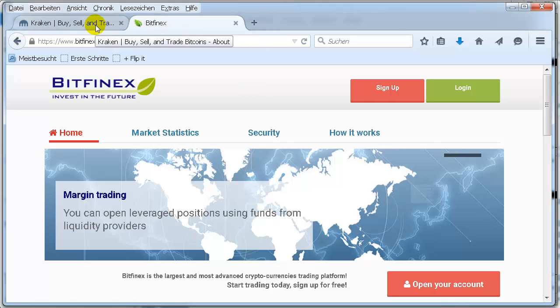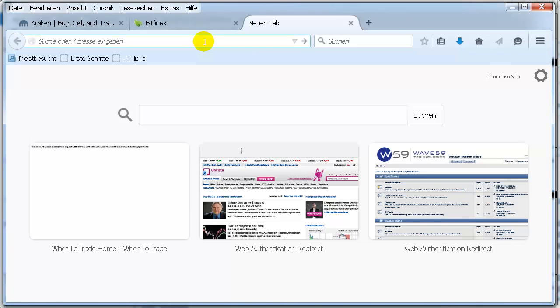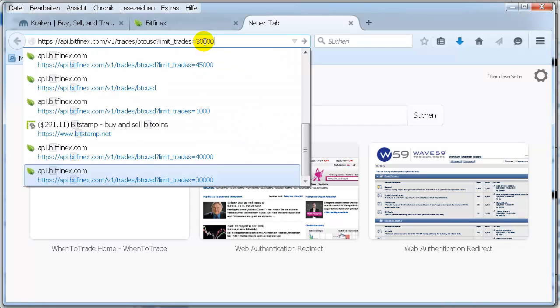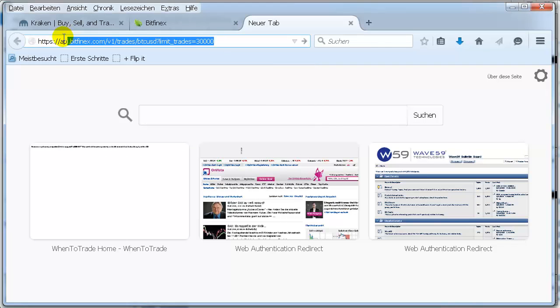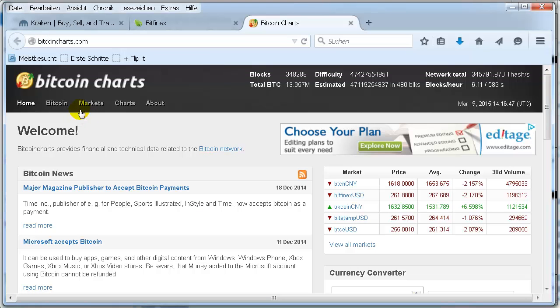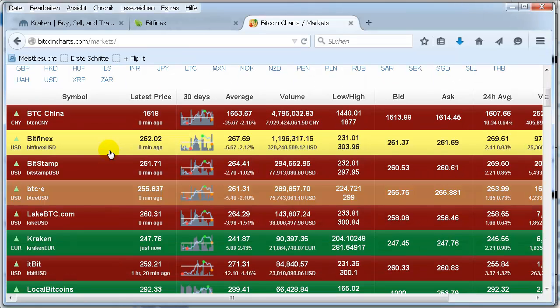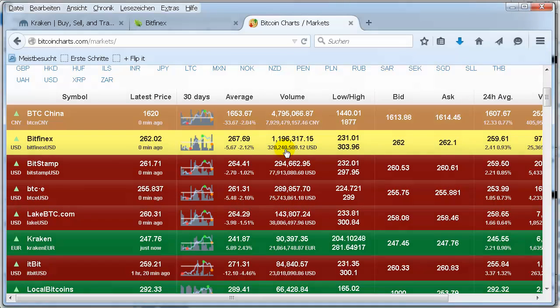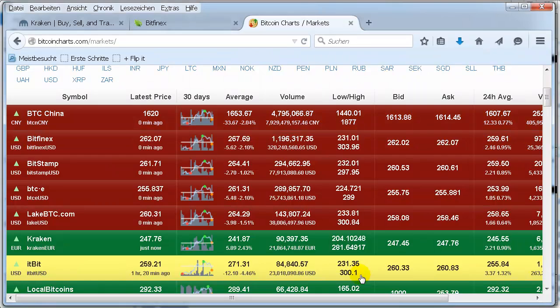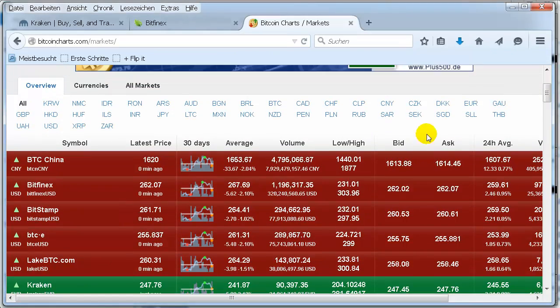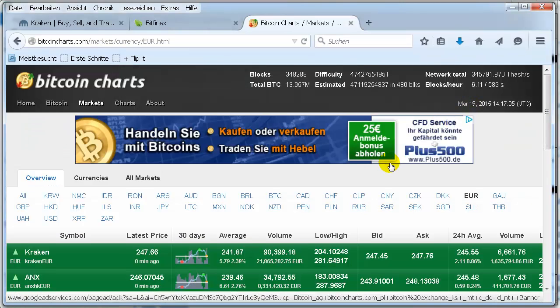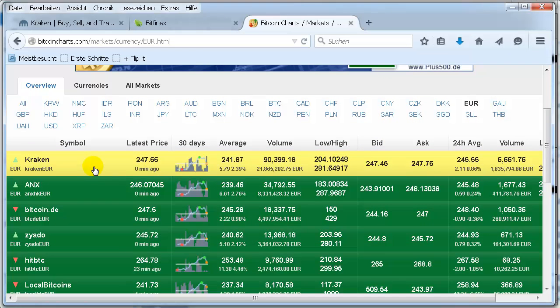Bitcoin trading places which are available. The biggest markets to trade Bitcoin is the Bitfinex for the US dollar rate here. As you can see, the volume exchanged here. And regarding the euro exchange rate for the Bitcoin, we have the Kraken exchange with the highest traded volume here.